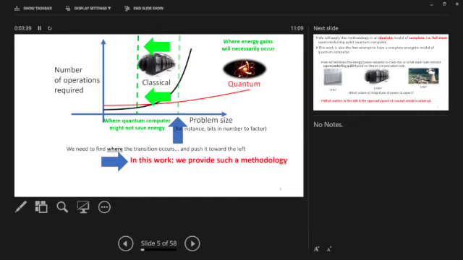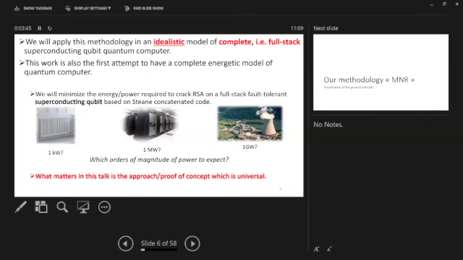So in this work, this is essentially what we are doing. We provide an approach to make this occur. I will explain how we do this, and then we will apply it in an idealistic model of quantum computer based on superconducting qubits. I say idealistic because there are optimistic assumptions about the qubits' quality. But the model is really complete, so that's also the first attempt to make a complete energetic model of a quantum computer. And we will minimize the energy and power that are required to crack the encryption, to decrypt the RSA encryption algorithm, which is a way to protect data, to secure communication classically.